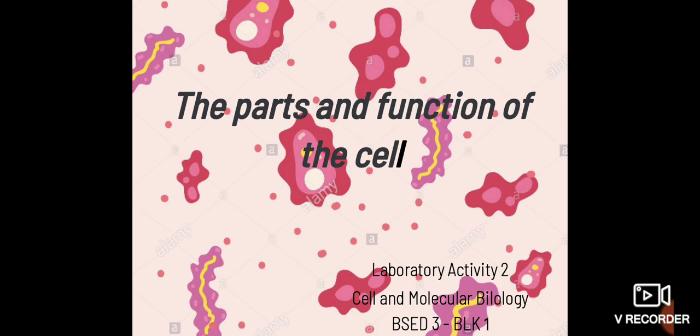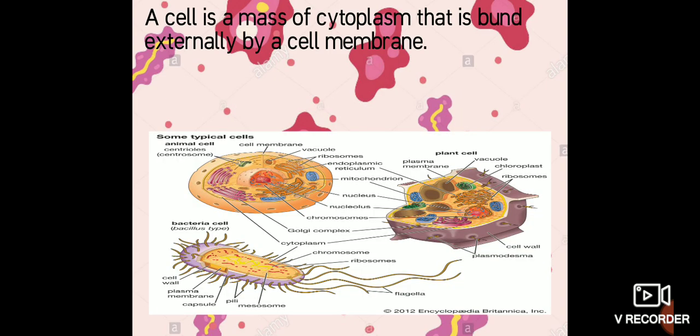Our topic for today is all about the parts and function of the cell. And first, what is a cell? A cell is a mass of cytoplasm that is bound externally by a cell membrane, and a cell is the smallest functional unit with a nucleus. And we have the parts and function of the cell.